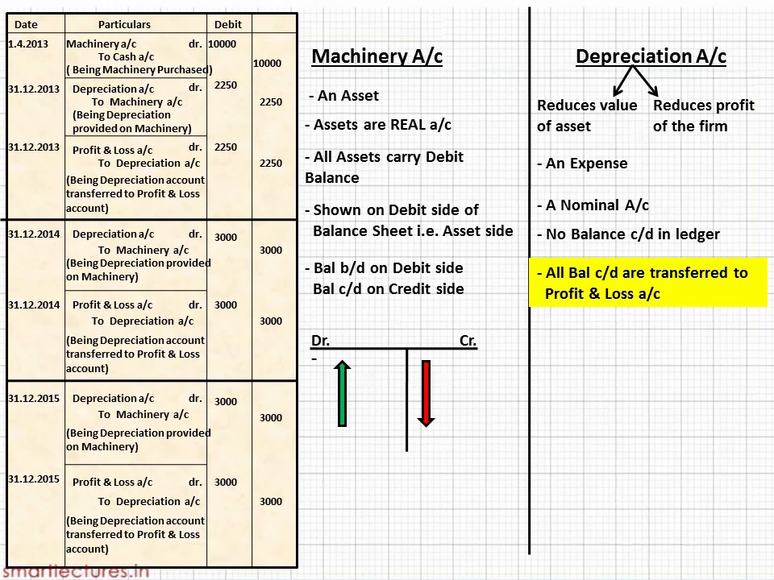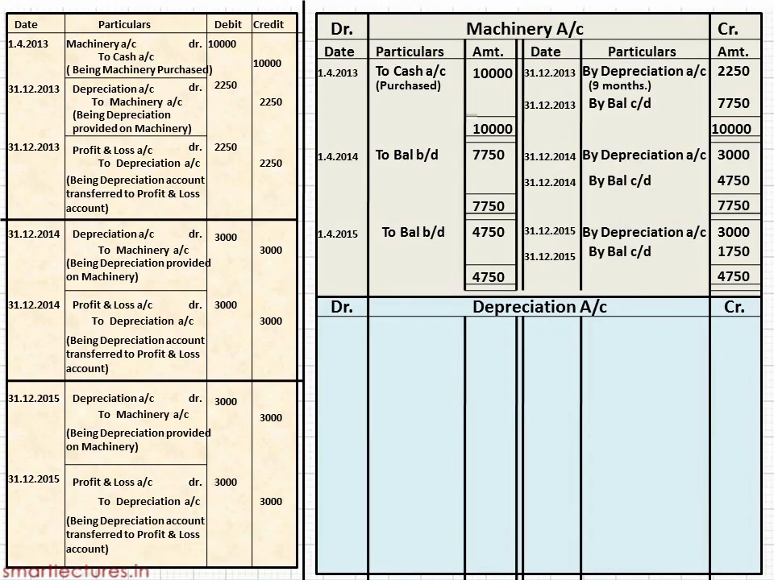So let's start ledger posting for depreciation account. First of all, the depreciation account was debited on 31st December 2013. So depreciation account has been debited. It means in ledger posting, the depreciation account will be posted on debit side. Means you have to supply the amount on debit side. So on 31st December 2013, to machinery account 2250. It will be great if you write down 9 months in the inner column, so that your solution becomes more explanatory for your examiner, or you can impress your examiner by giving all these small details.